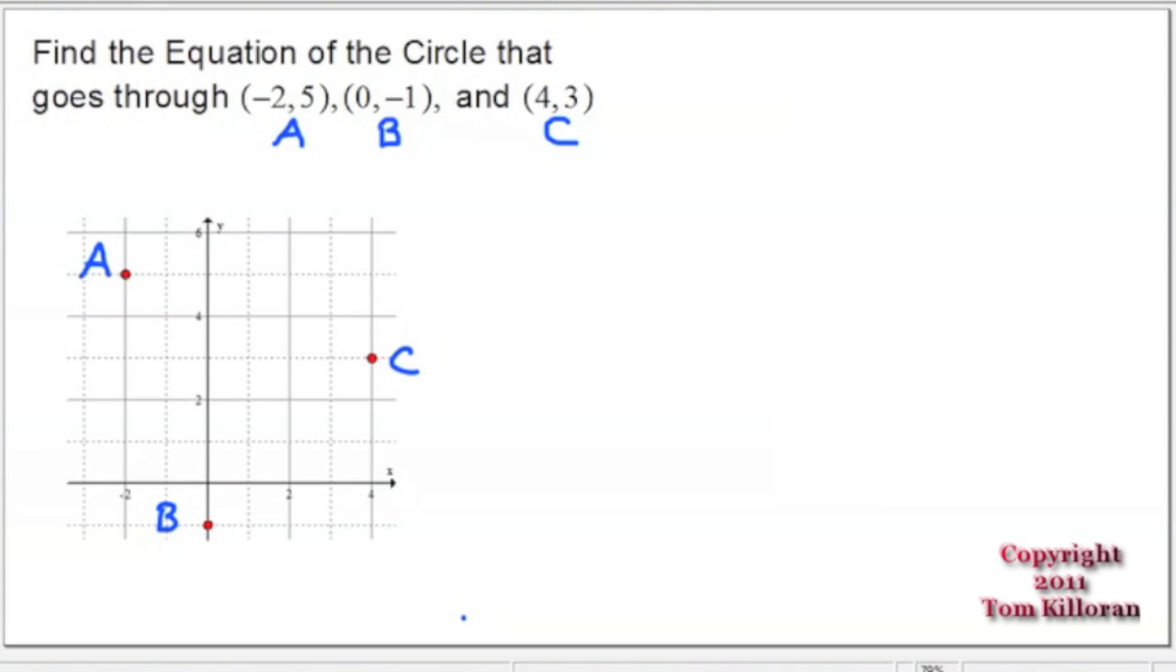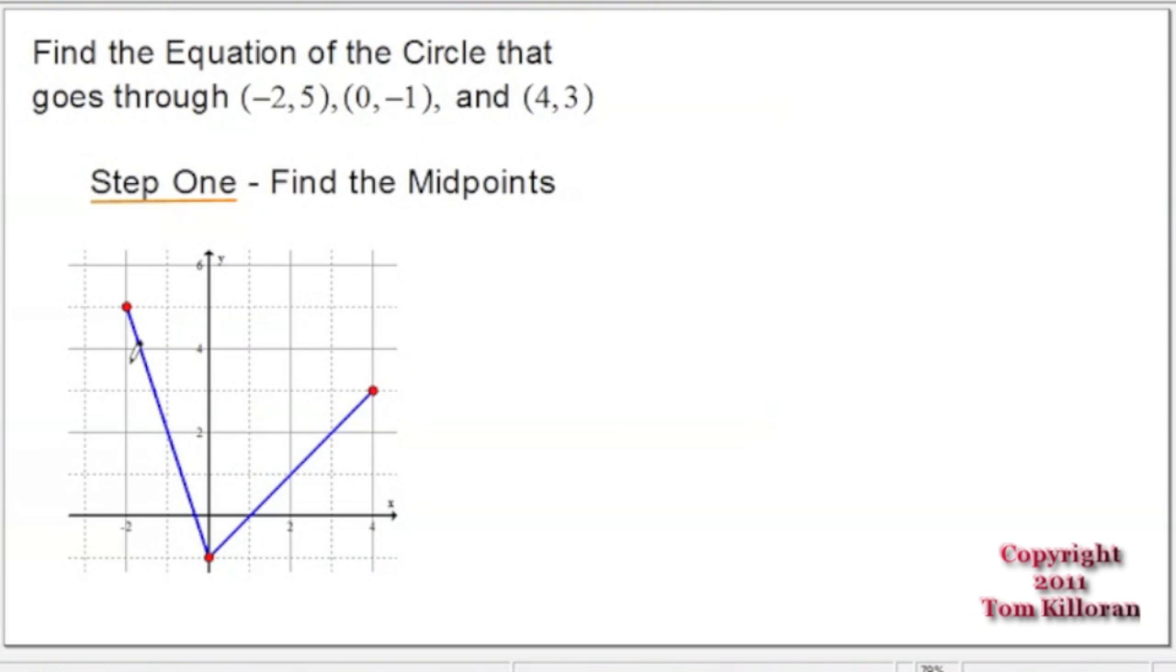So step number 1, we're going to construct 2 of the line segments. It doesn't matter which ones you pair up. In this case, I paired up A and B for line segment AB and B and C for line segment BC. And step 1 technically is, out of these 2 segments, we want to find the midpoints. So to find the midpoints of AB and BC, we're going to use the midpoint formula. I'm going to call it midpoint AB, which will be the first one I'm looking for.